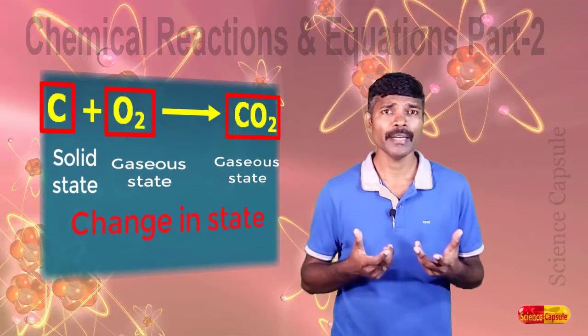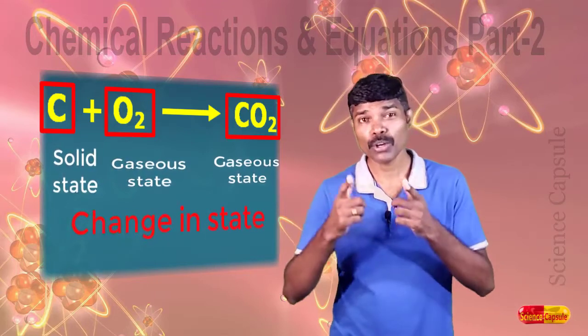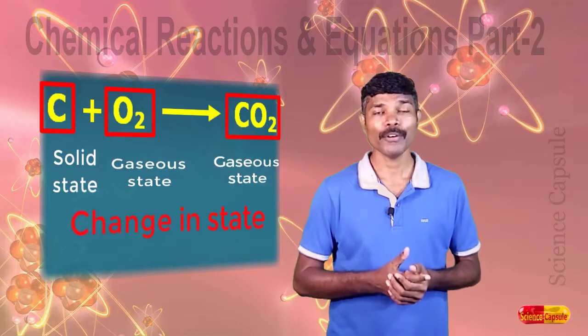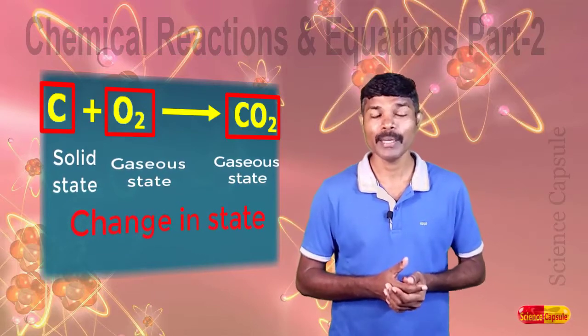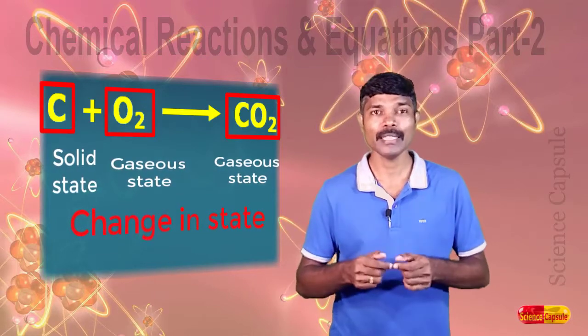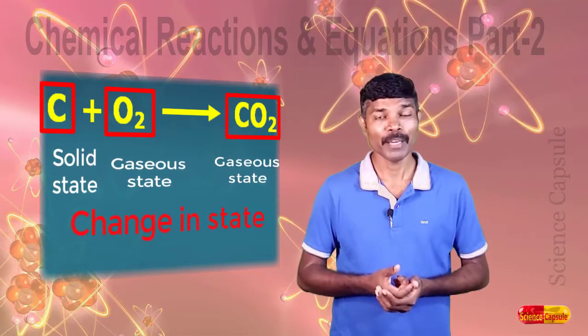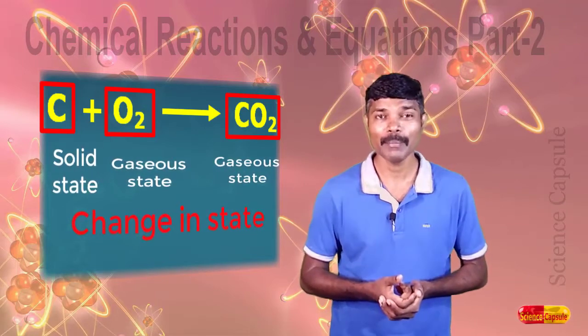So we can say that state change is one of the physical parameters for a chemical change or a chemical reaction. Now we will see the second parameter by which we can identify a chemical change or a chemical reaction.